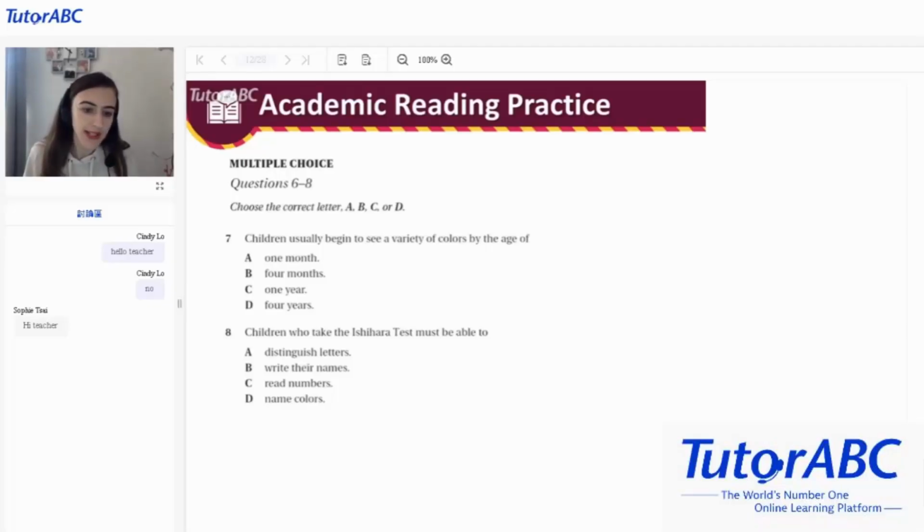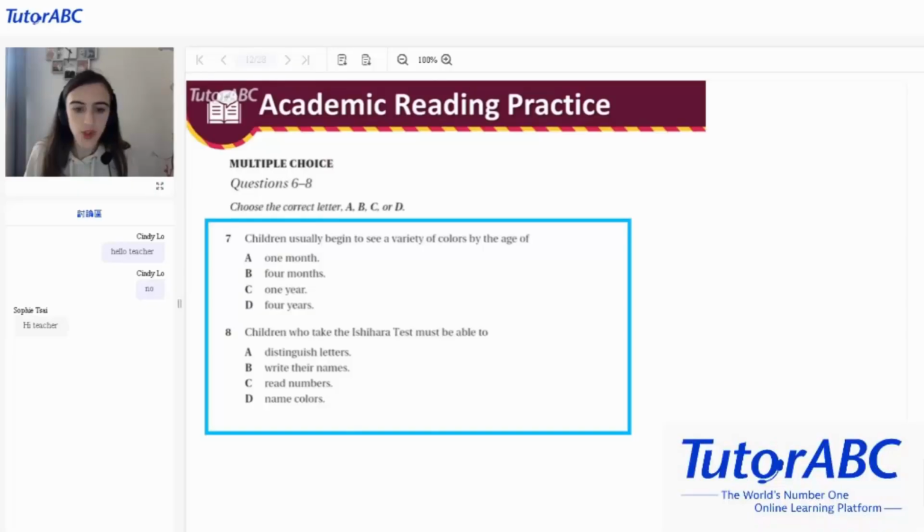And then you can do the next two as well. Children usually begin to see a variety of color by what age? I feel like this is like the show Who Wants to Be a Millionaire? I don't know if you guys know this show, but it was very popular. They would ask a question and you have to answer it. If you get it right, you get $1 million. So is it A, 1 month? B, 4 months? C, 1 year? D, 4 years? Have a look at that.